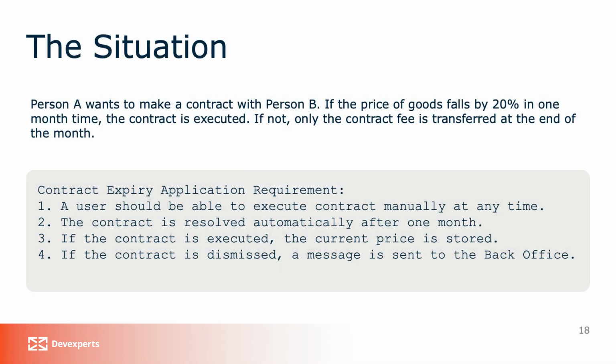And for this, we have simple requirements. A user should be able to execute the contract manually at any time. The contract should be automatically resolved after 1 month if no manual action is performed. If the contract is executed, we store the current price. And if it's dismissed, we send a message to the back office system. So this is the situation that we're going to talk about and look into in the next techniques.